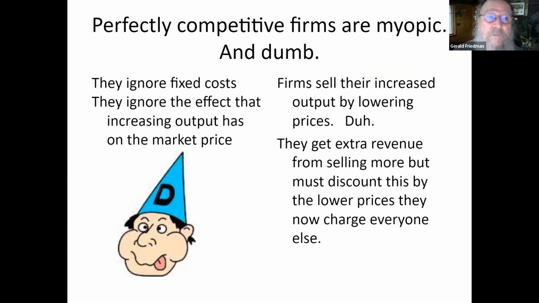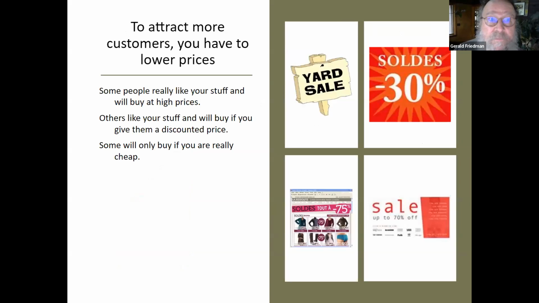Okay, perfectly competitive firms, myopic and dumb. They ignore fixed costs. They ignore the effect that increasing output has on market price. These are the two real dumb things. And when you leave here and get a job running some Fortune 500 company, you won't make these mistakes. You'll know that you can increase output only by lowering prices. So you've got to take into account what actually happens to your revenue when you increase output. And you'll take account of fixed costs. You know that you've got to lower prices.